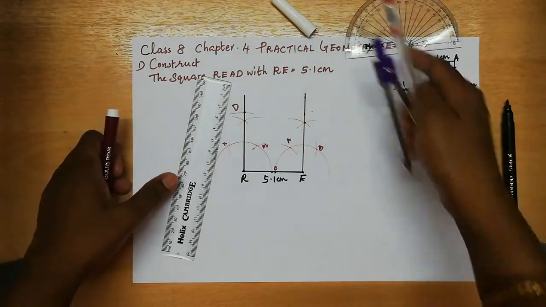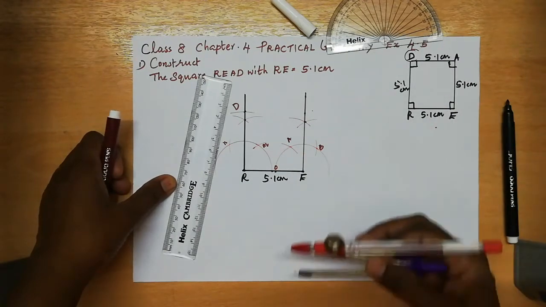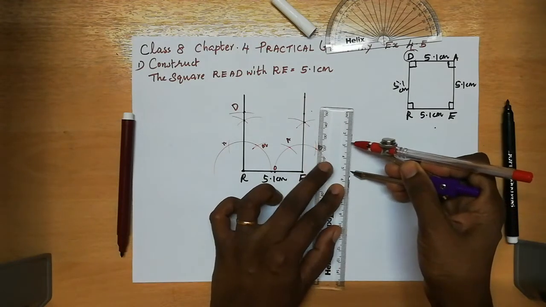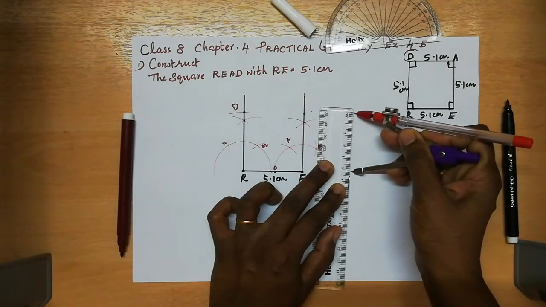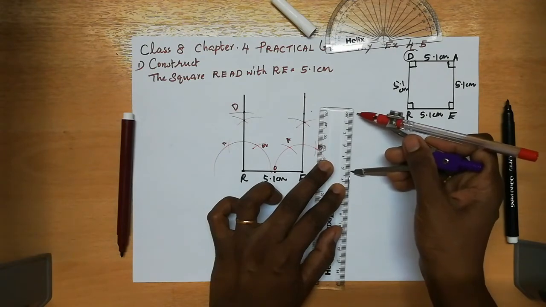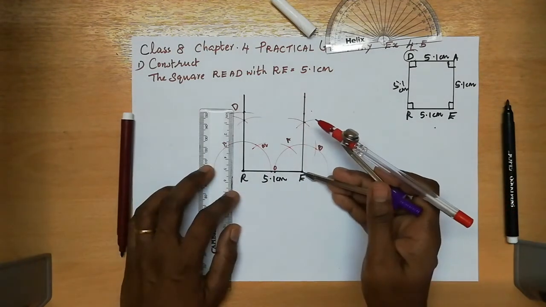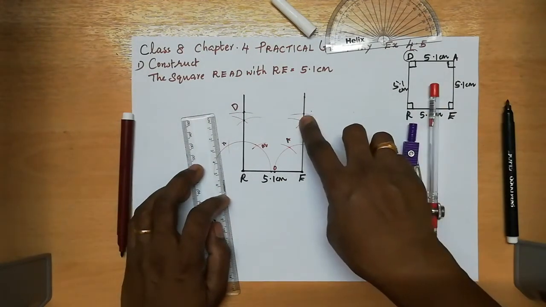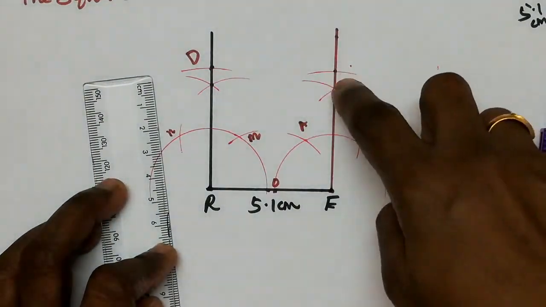What they are telling. In the rough figure we can see that EA is how much? 5.1 centimeter. Okay, so we will again take 5.1 centimeter in the compass radius. After the 5, there is a small line. First small line. That is 5.1. So mark it properly. Then pointing at E, we can mark an arc here. Now we got this point. That is A.